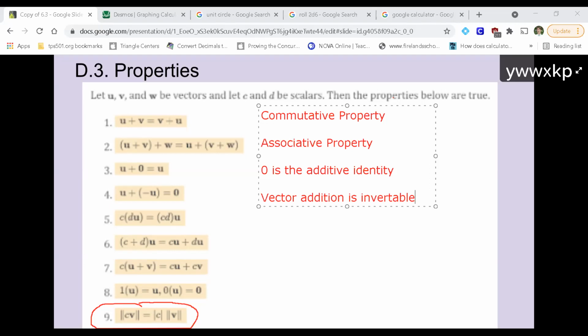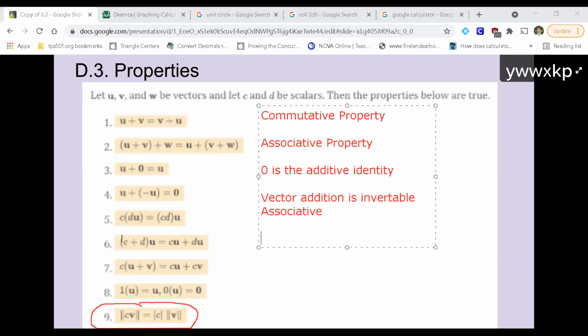Five, 6, 7, 8, and 9 are properties of scalar multiplication. So you can see that scalar multiplication is associative. It is not necessarily commutative, only really because of style. We don't say a vector times 2, we say 2 times a vector. We've just agreed to that.